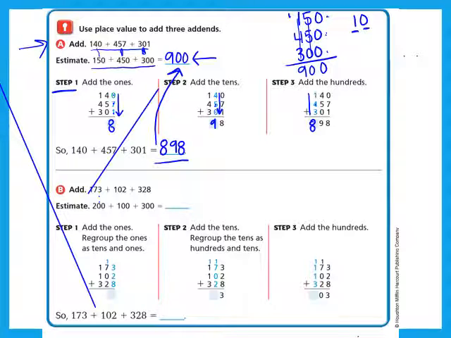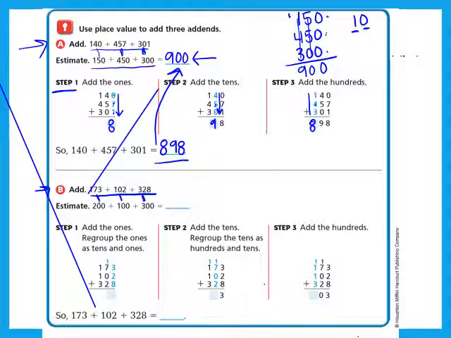Next, for part B, we're going to add 173 plus 102 plus 328. First, I'm going to estimate. They've rounded to the nearest hundred here. 173 rounded to the nearest hundred is 200. 102 rounded to the nearest hundred is 100. And 328 rounded to the nearest hundred is 300.